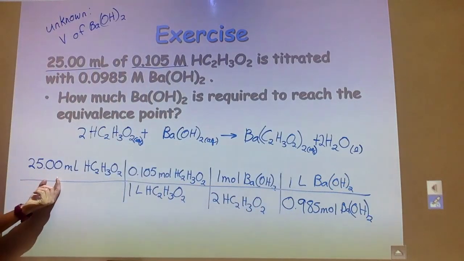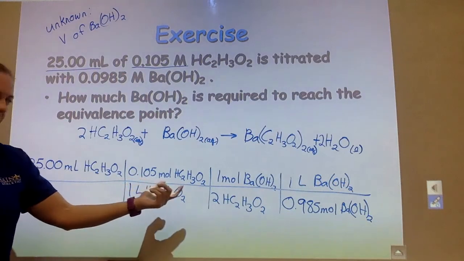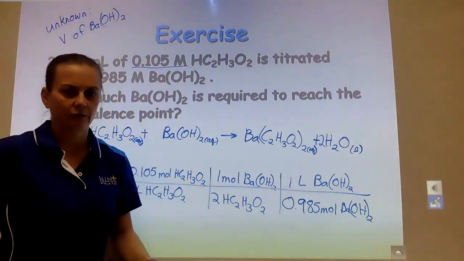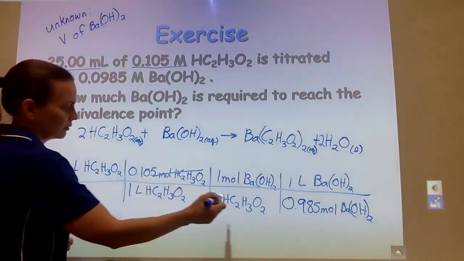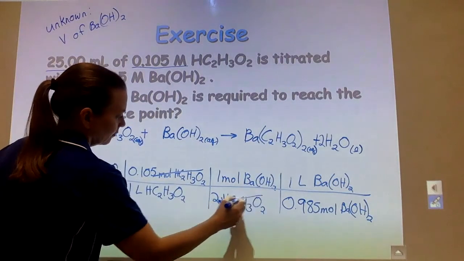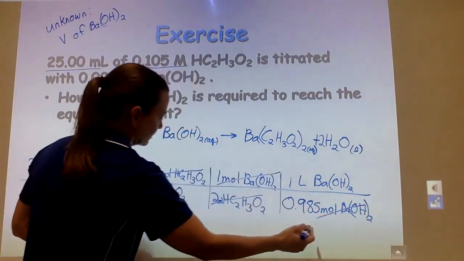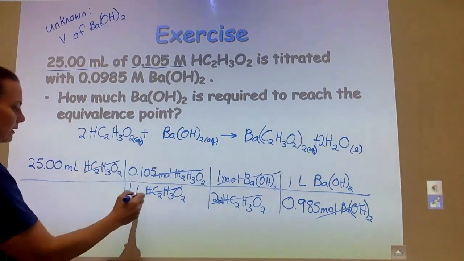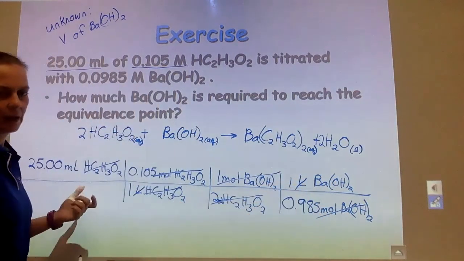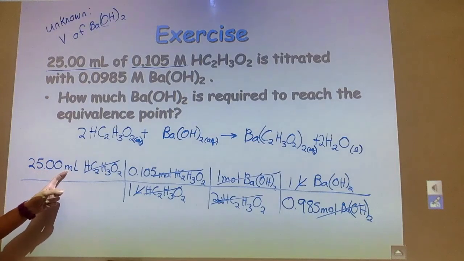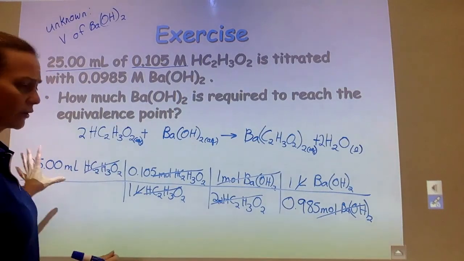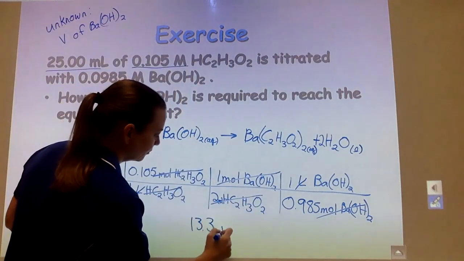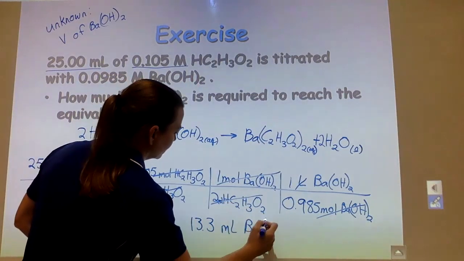So now I have 25 milliliters times 0.105 times 1 times 1 divided by 2 times 0.985, okay? And if we look at our units here, moles of acetic acid cancel out, moles of barium hydroxide cancel out, liters cancel out there, and my answer is going to be left in milliliters. And so when we work through all of that math, we get 13.3 milliliters of barium hydroxide.